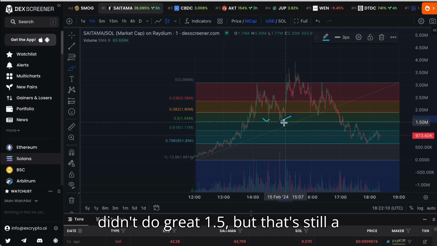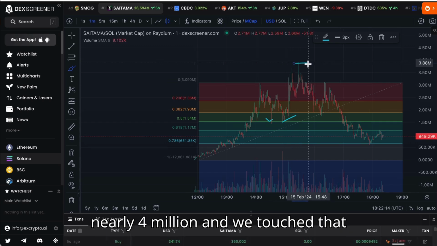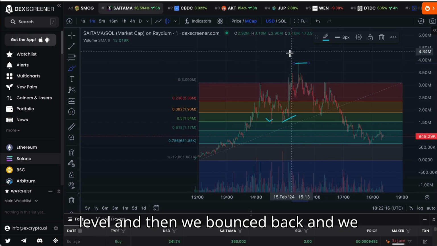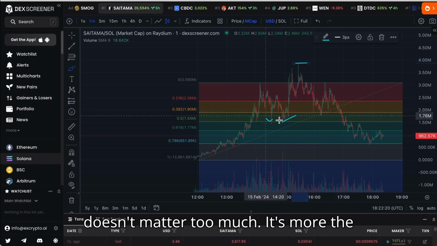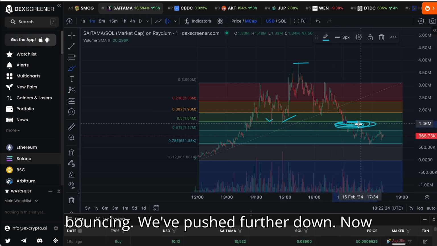We didn't do great, 1.5, but that's still a 2x, more than a 2x. Went all the way up to nearly 4 million. And we touched that level. And then we bounced back. And we got some support at the 38.2, which doesn't matter too much. It's more the 0.5, 0.61. In this, we need to see some bouncing.